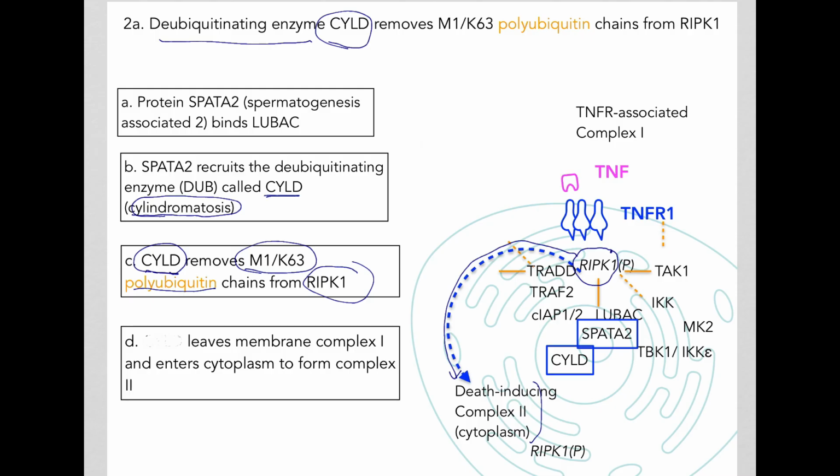And this CYLD is recruited to this complex by another protein called SPATA2. SPATA2 stands for spermatogenesis associated 2, which binds the protein LUBAC. So SPATA2 joins LUBAC, and then SPATA2 brings in CYLD, and the CYLD now removes the ubiquitin chains from RIPK1, and now the RIPK1 can leave the unstable complex 1 and leave the membrane and enter the cytoplasm to form complex 2, what we call the death-inducing complex 2.